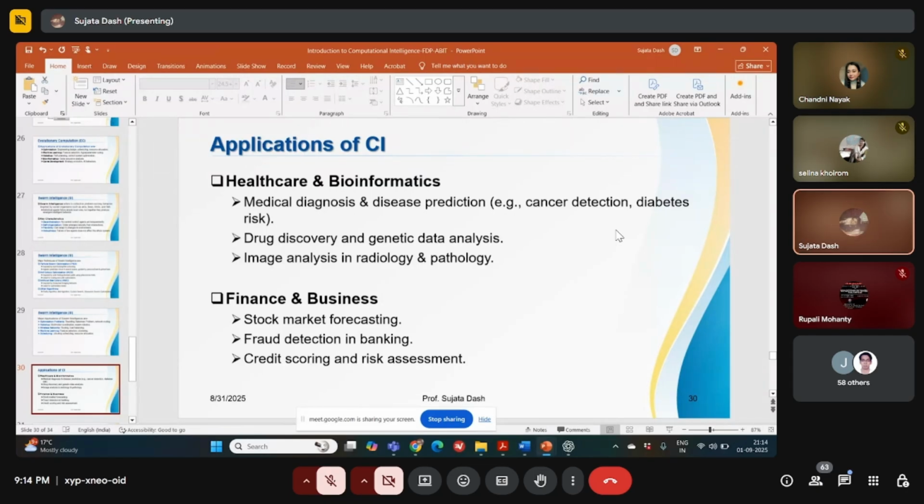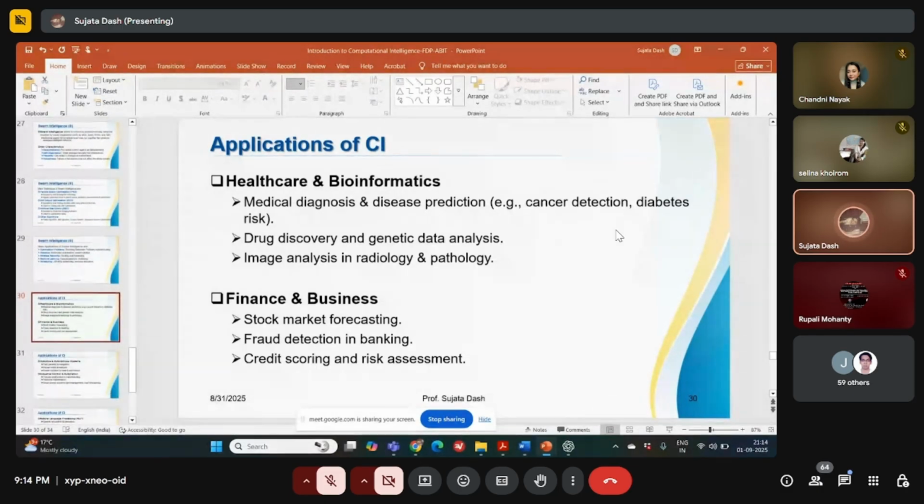Then comes credit scoring and risk assessment. What it means is, when banks evaluate loan applications, they use computational intelligence models to assess whether a person is likely to repay or not. Neural networks are trained on the repayment history and income data of the customer to find out the risk score, so that it provides fairer and more accurate credit scoring compared to the traditional model. So these are the different advantages of using CI.